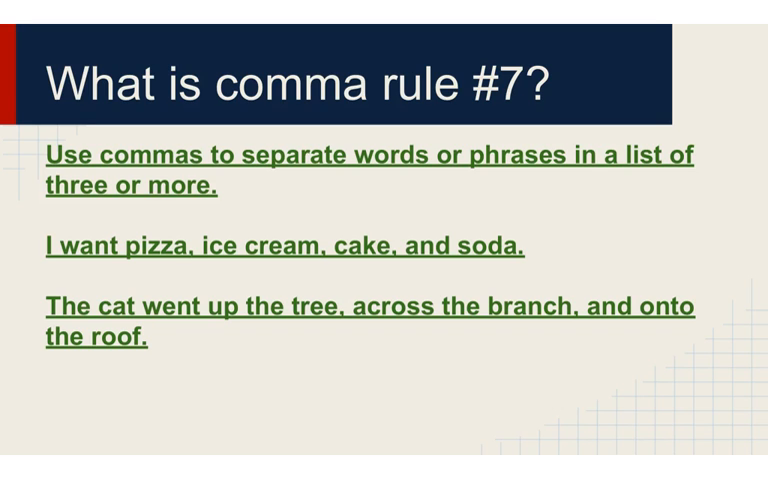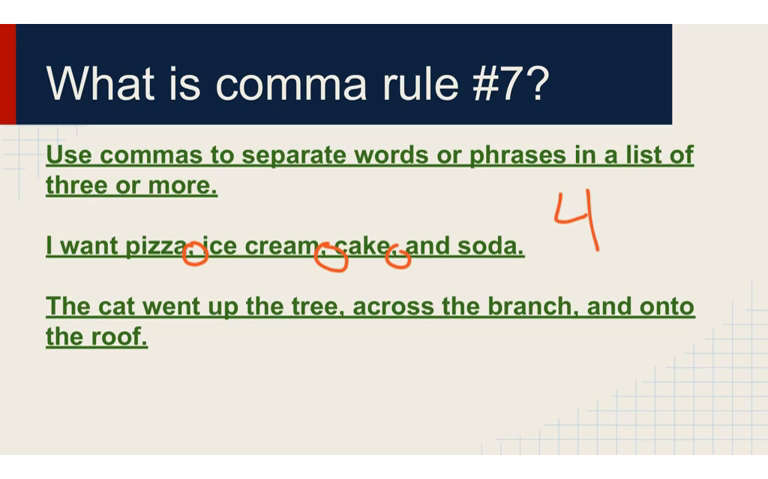Comma rule number 7. We're going to use commas to separate words or phrases in a list of 3 or more items. Now, if you just have a list of 2 things, we're not going to use commas to separate them. But if you have 3 or more, we're going to put a comma between each of our items. So, I want pizza, ice cream, cake, and soda. There we have 4 things, so we have to use commas between them. We put one after pizza, one after ice cream, and one before the and.